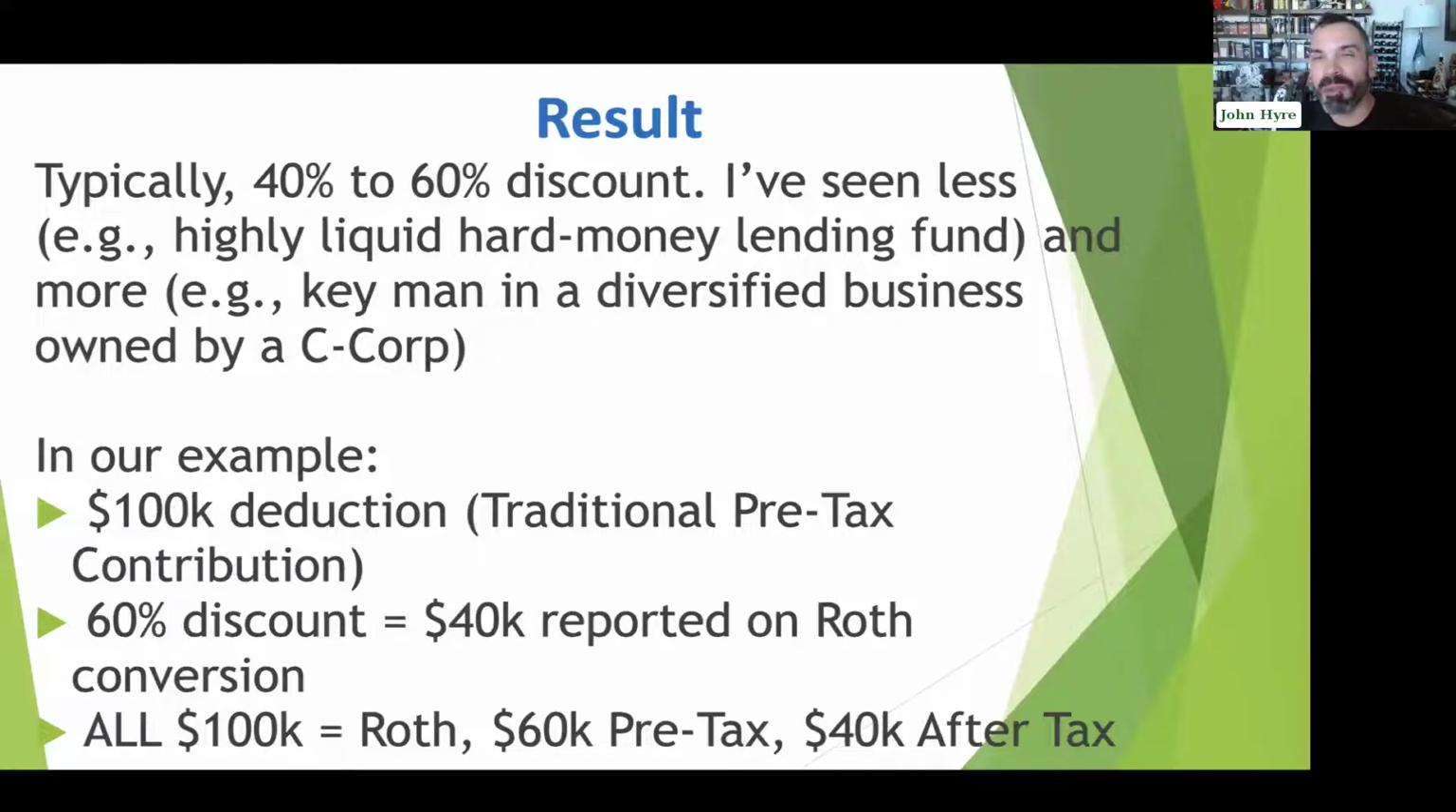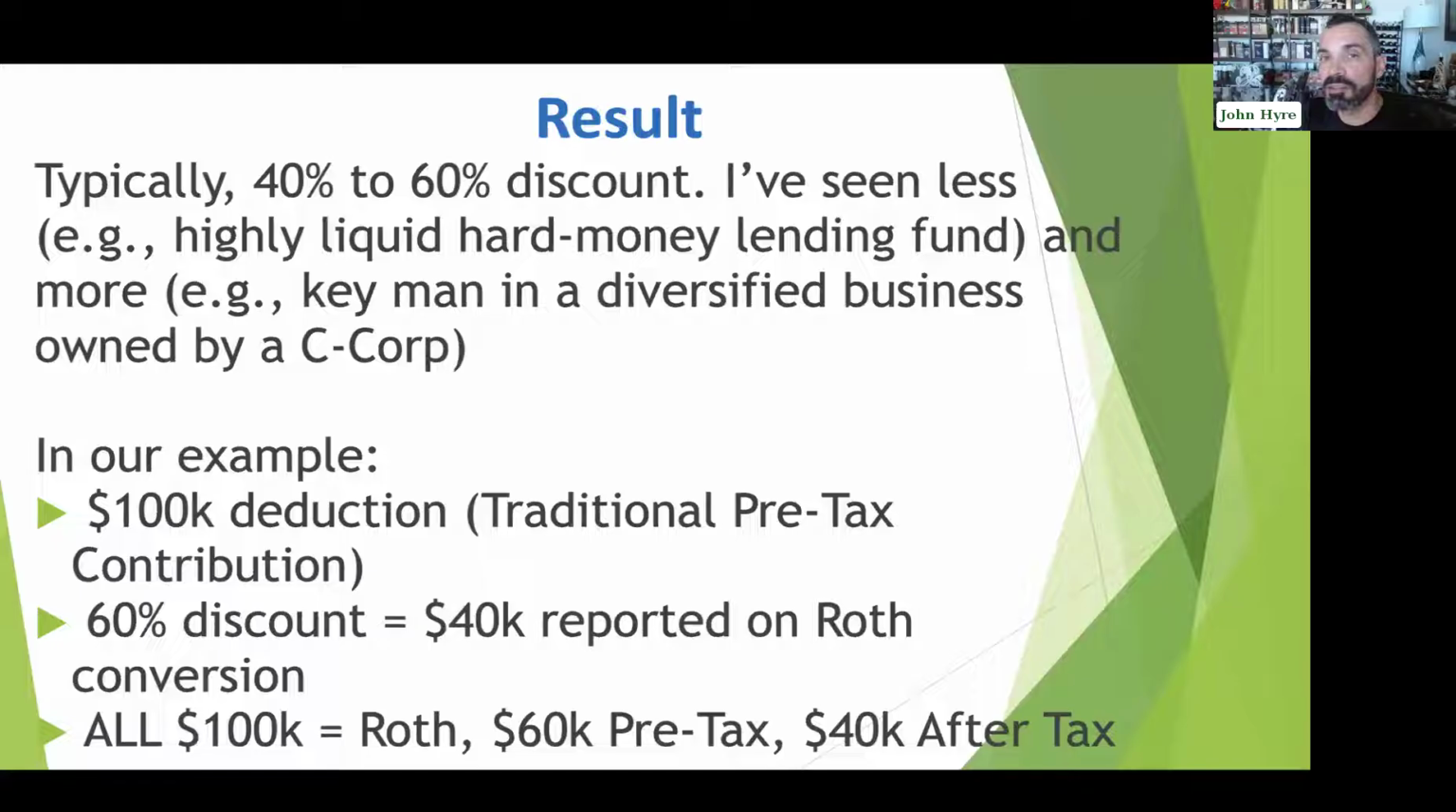So final result, typically a 40 to 60% discount. I've seen more, as I mentioned, in a key man or a diversified business or one owned by a C Corp, because a C Corp on its own, because of the extra layer of tax, will create more discounting. And I've also seen lower. I got into a highly liquid hard money lending fund where we didn't really get much of an illiquidity discount because it was so easy to get out. So I have seen it vary, but this is generally the pretty good range.